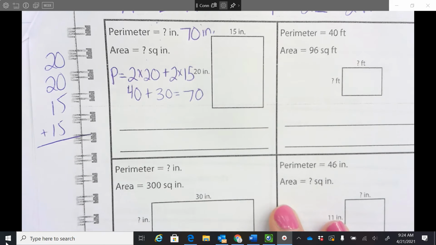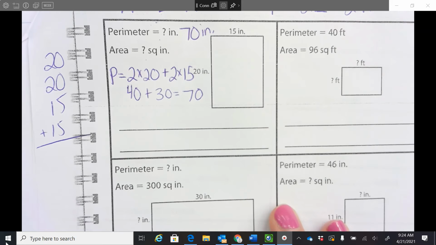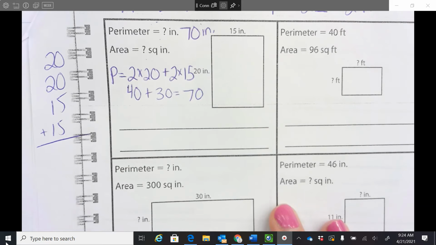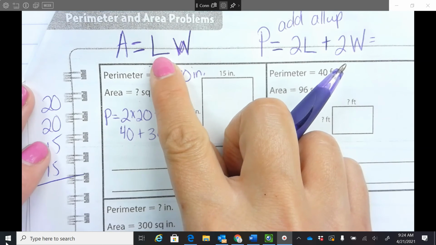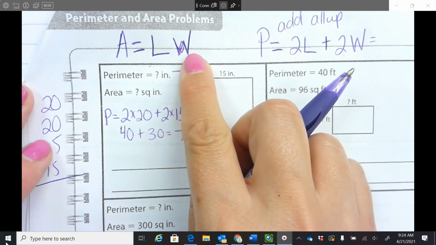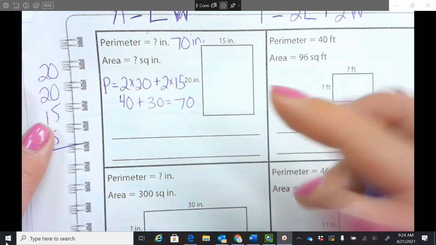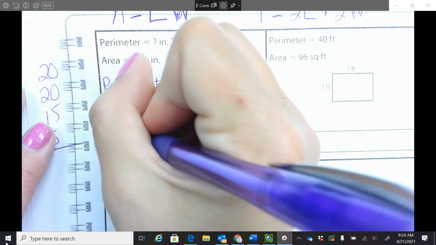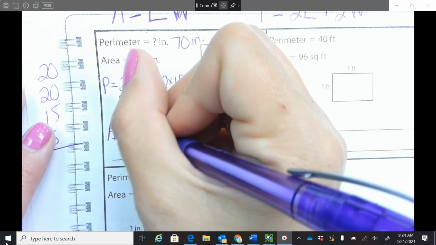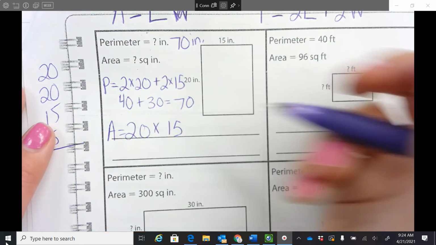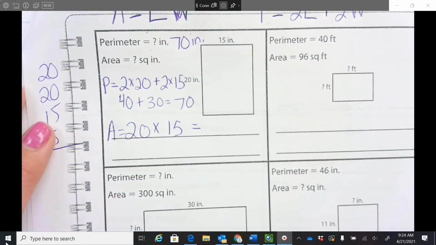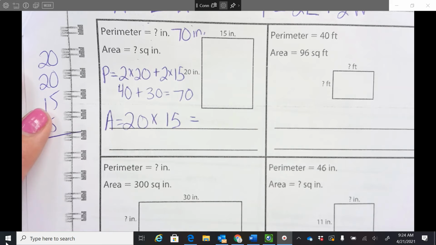Touch your brain when you're ready to find area. Okay. What's our formula for area? Length times width, yeah. So area equals length, which is 20, times 15. How could we solve that? You could do box method, yeah.